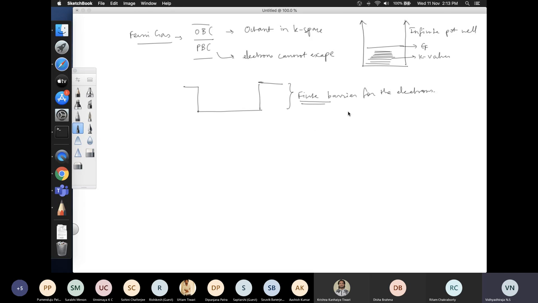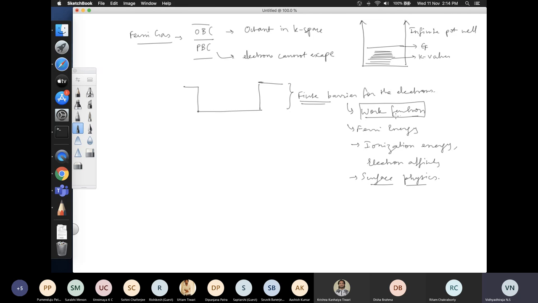To actually find what this finite barrier is, you have to use concepts like the work function. You have to know the concept of the Fermi energy, and related concepts are ionization energy, electron affinity, and so on. Not only this, the surface physics of the material is extremely important, and any tiny changes in the surface can lead to drastic changes in the work function. So the point is that we will assume that the work function is an experimentally determined quantity.